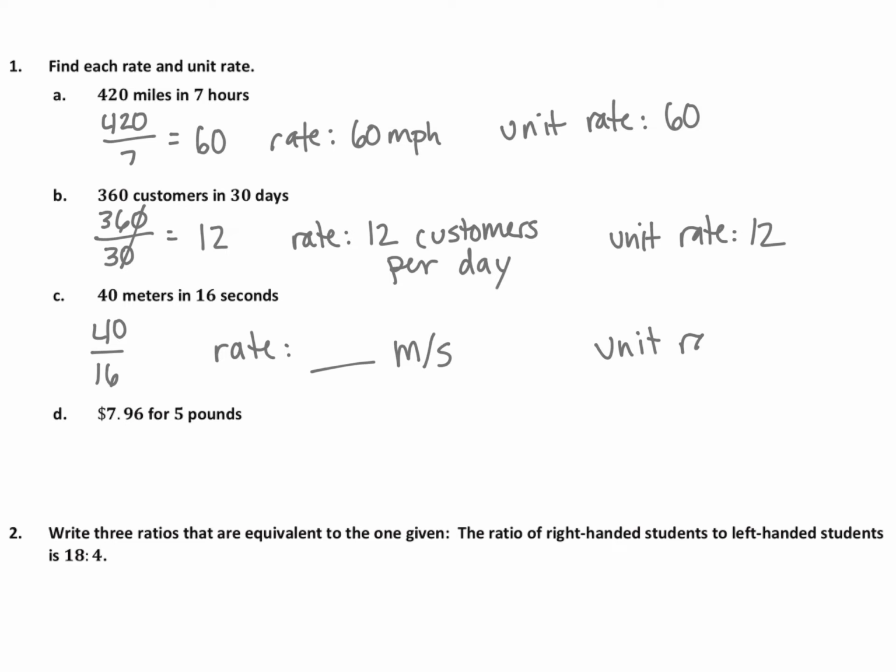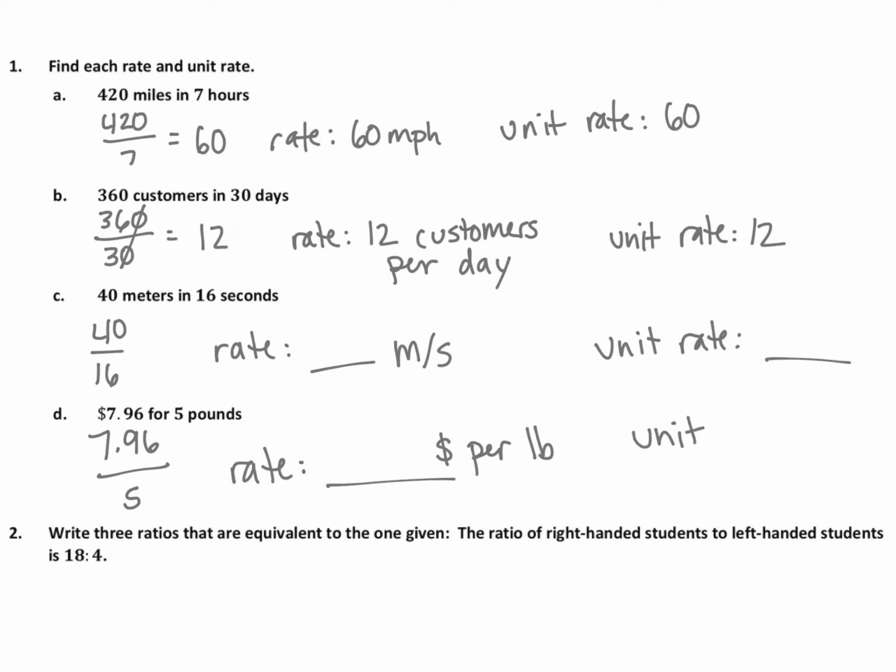Then do the same thing for cost per pound. Figure out what that rate is, and it's going to be dollars per pound. Pound is abbreviated as LB. And then tell me the unit rate also.